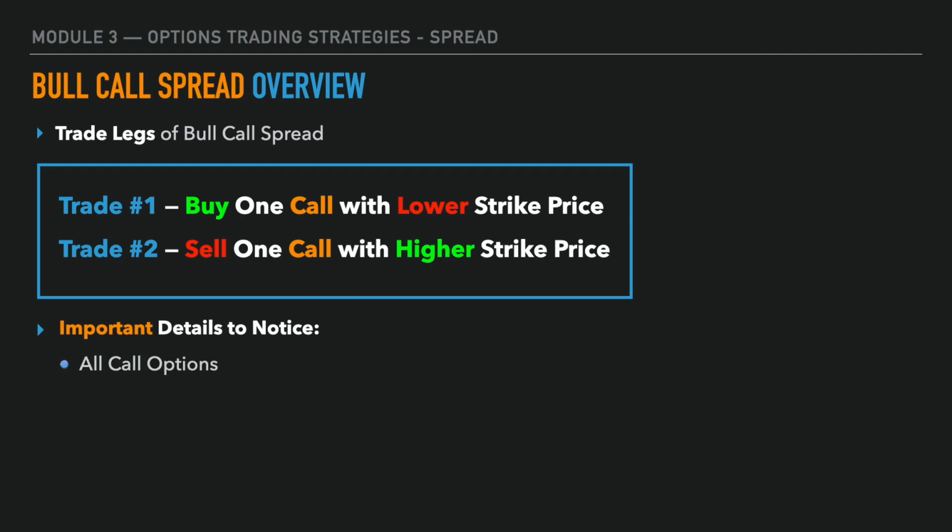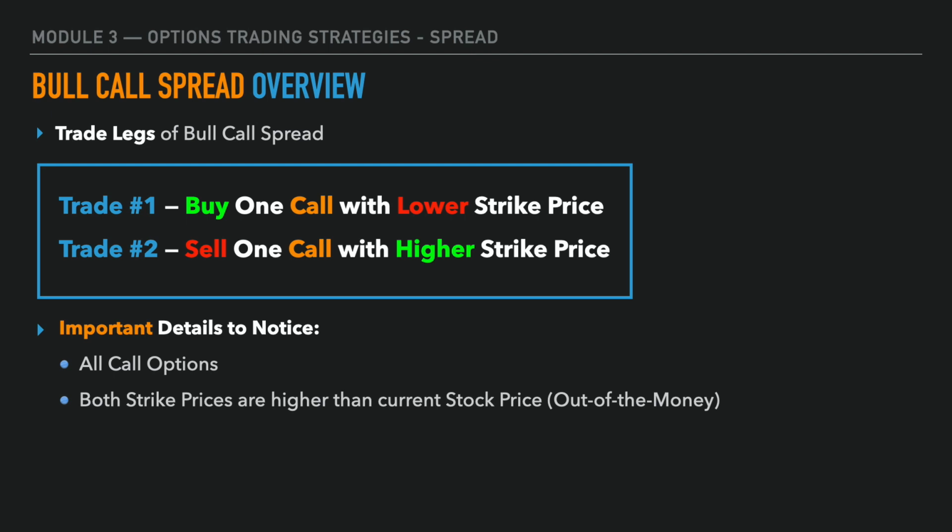All the options are call options, no put options involved. Both of the strike prices should be higher than the current stock price, which means both of the call options in your trade setup should be out of the money. They both should also have the same expiration date.